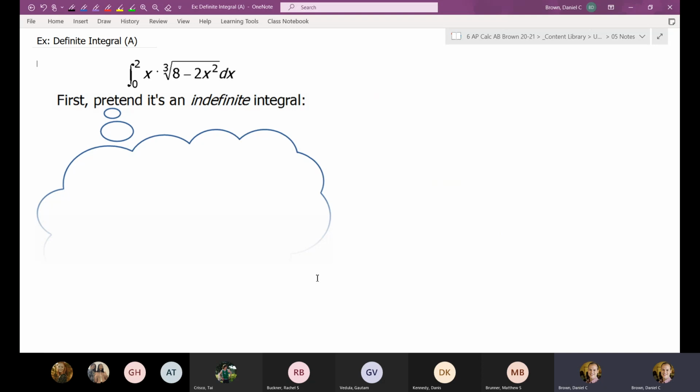And so if I see this problem, this is the integral from 0 to 2, there's the integrand, dx. I am just going to pretend, even to the point of rewriting it, that this is just the integral of the cubed root of 8 minus 2x squared with respect to dx. I'll get into why we want to just pretend that those numbers aren't there in a second, but now we can go ahead and just do it like we were doing yesterday.